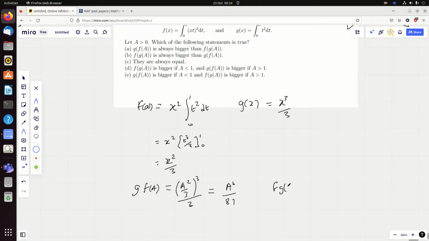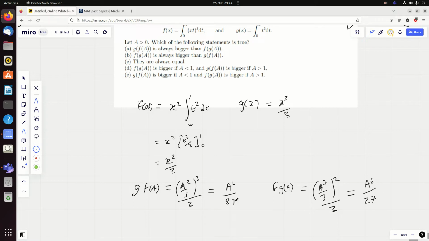F of g of a. Well, that's plug g into f. So we're going to have a cubed over 3. But then we're going to be squaring that and dividing by 3. And that's a to the 6 over 27. Yeah.